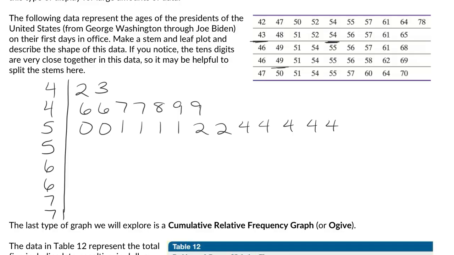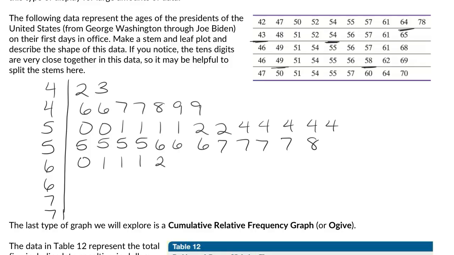Our next row, so the next stem would be all of the upper 50s. 55, 55, 55, 55, 56, 56, 56. That's enough of those. 57, 57, 57, 57, 58. Whew. Did I miss any this time? Okay. Taking silence as yes. Then we go to the lower 60s. So we have 60. 3 presidents were 61, 62, 64, 64. 65, 68, 69, 70, and 78.